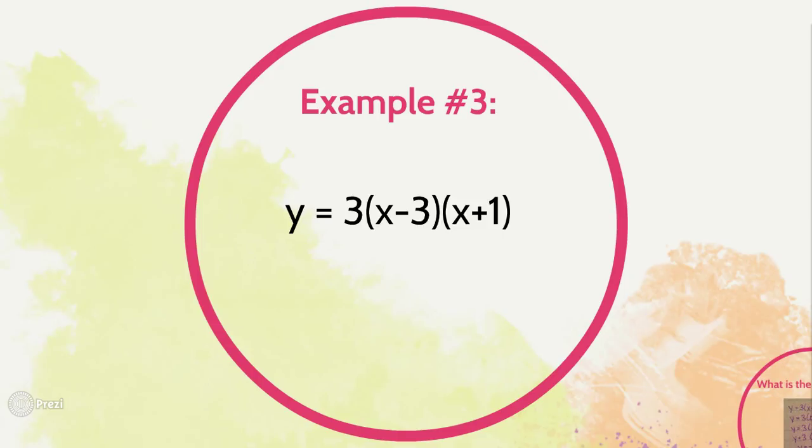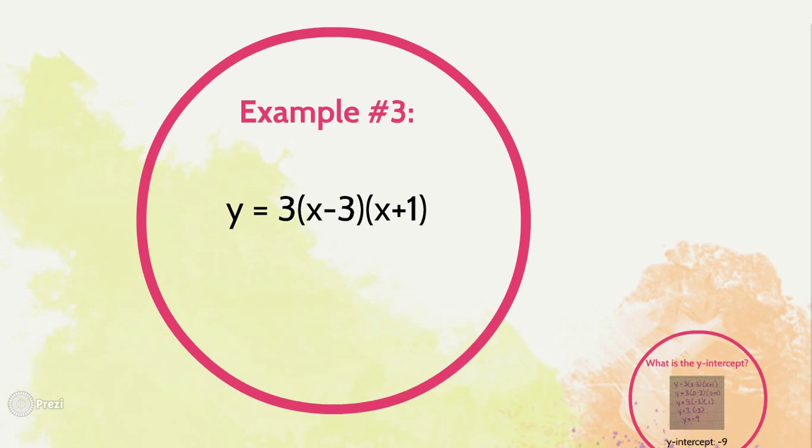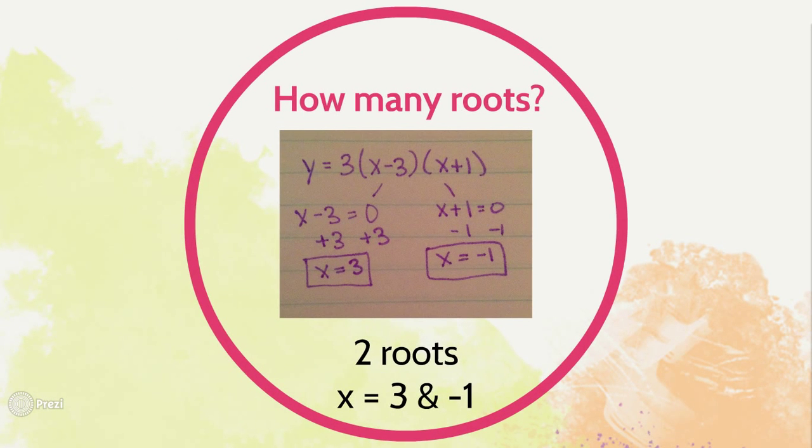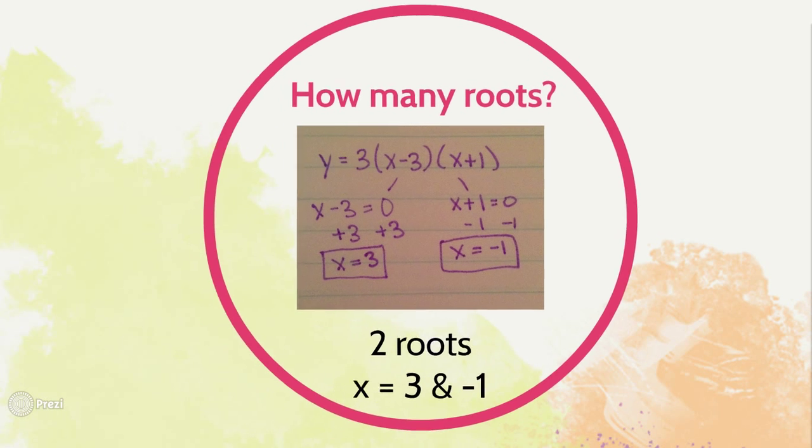And so the last example is y equals, or f of x equals 3 times x minus 3 times x plus 1. And the two roots are shown here, so you take x minus 3, set it equal to 0, and x plus 1, set that equal to 0, and so your two roots for this equation are 3 and negative 1.